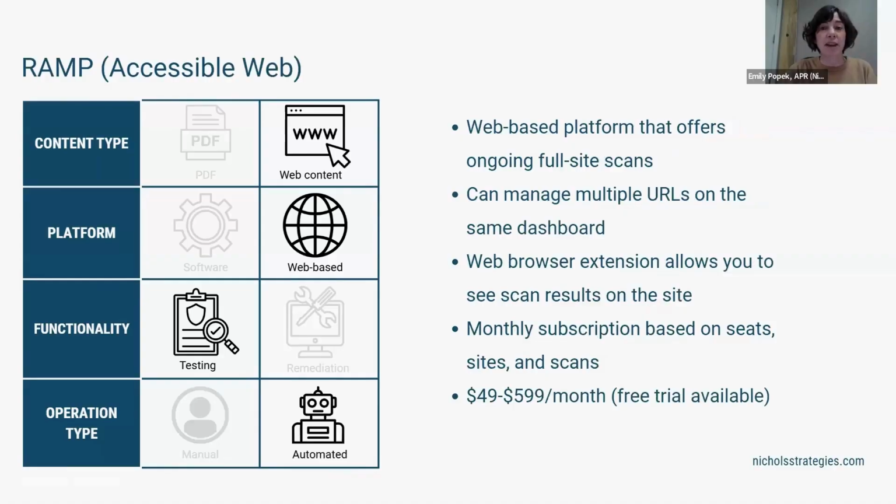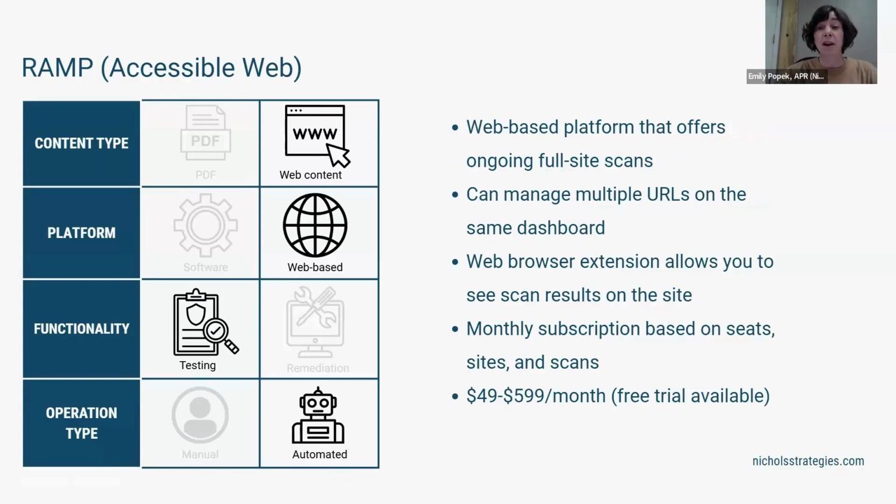I also looked at the RAMP tool. This is in all caps, but I don't know if it's an acronym. This is a browser-based tool that Accessible Web has developed. So this does a little bit more ongoing scanning in the background, not just scheduled or manually. This tool also allows you to manage multiple URLs in the same dashboard. So if, for example, your school sites each were their own individual domain, you could throw them all into one dashboard and you would see them all when you were logged in.